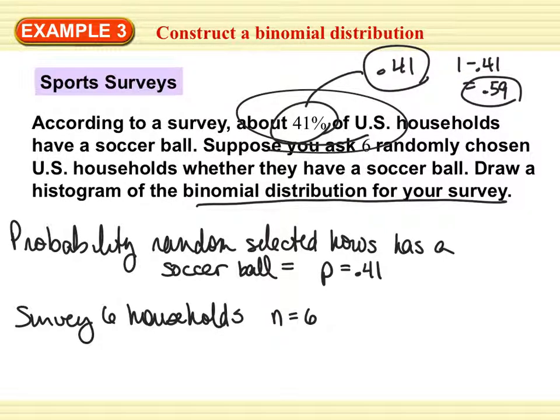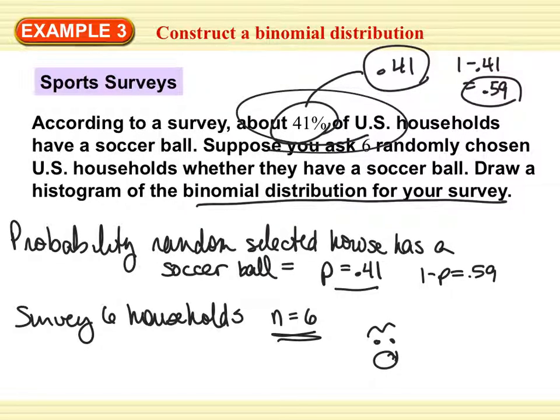Okay, we surveyed 6. The probability that a randomly selected house has a soccer ball is p equals 0.41, so 1 minus p equals 0.59. And then we surveyed 6 households, so n equals 6.